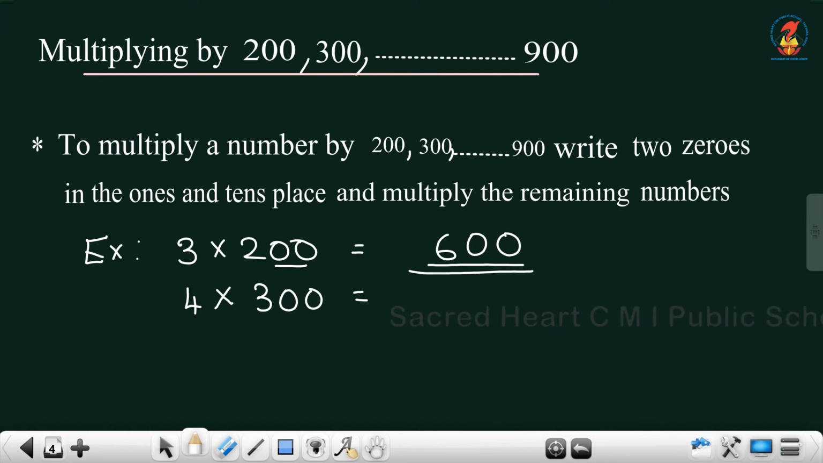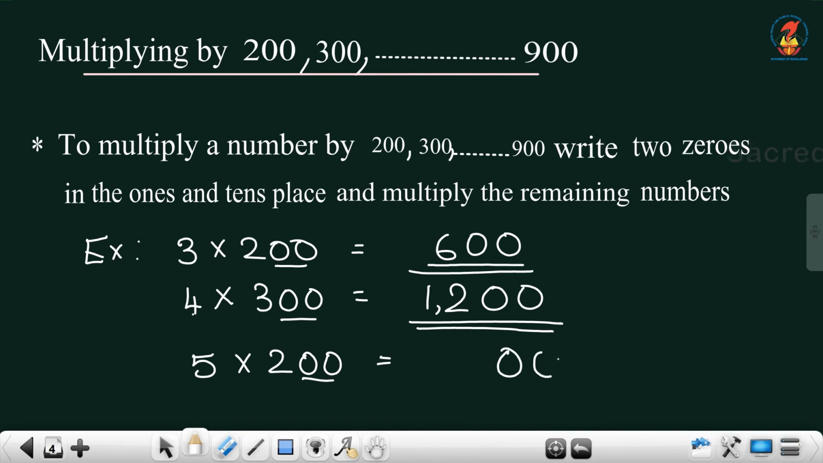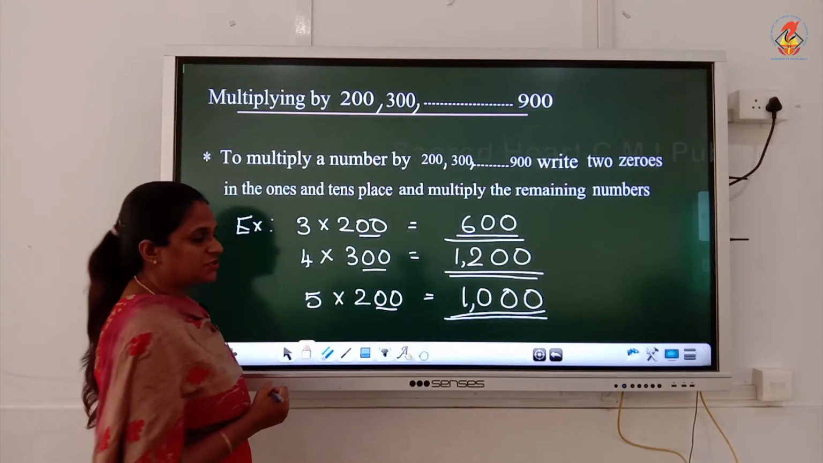Now 4 into 300. So what's the answer? How many zeros? 2 zeros. Now multiplying the remaining numbers, 4 3s are 12. Now the answer is 1200. I'll give you another example. 5 into 200. Now how many zeros over here? 2 zeros, and 5 2s are 10. So you get the answer 1000.